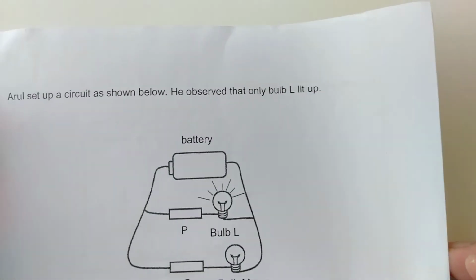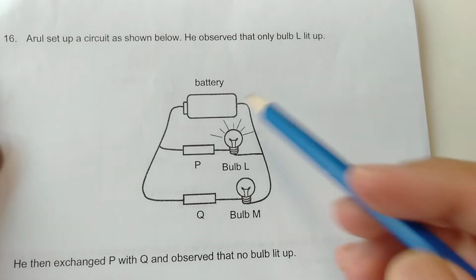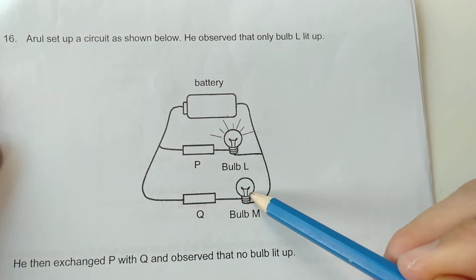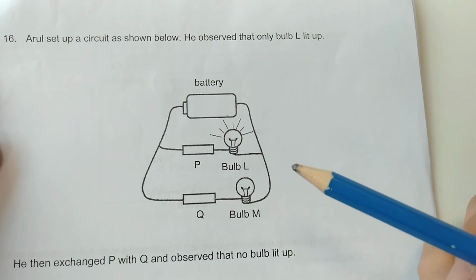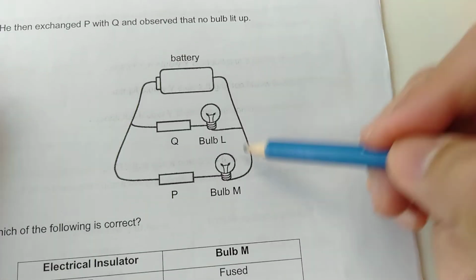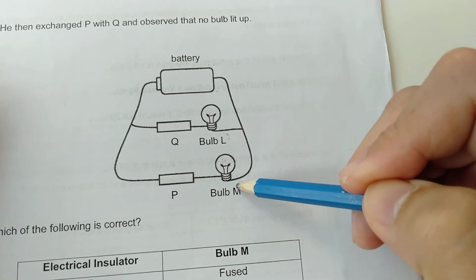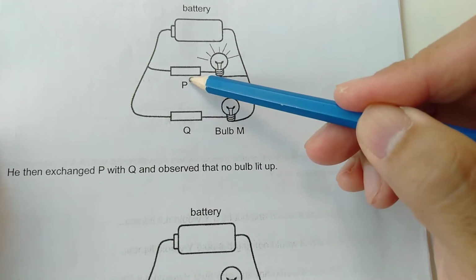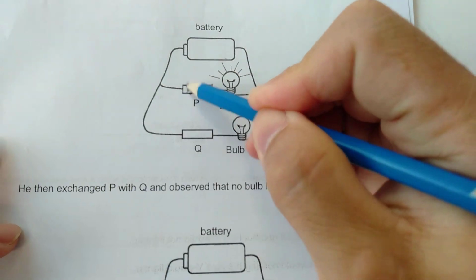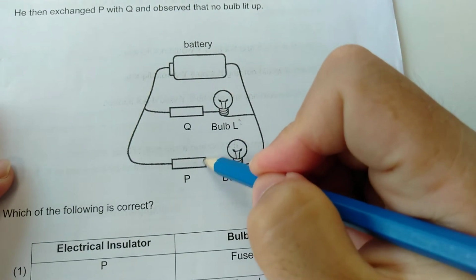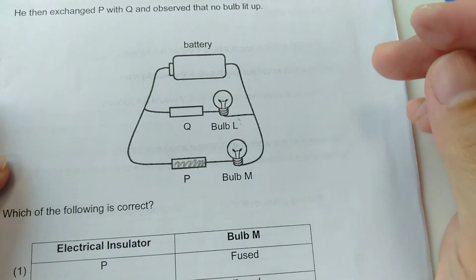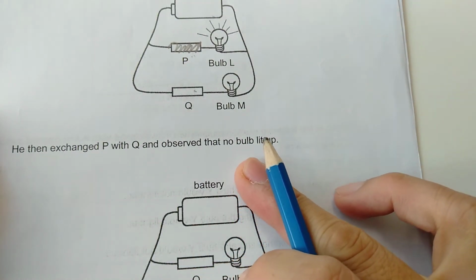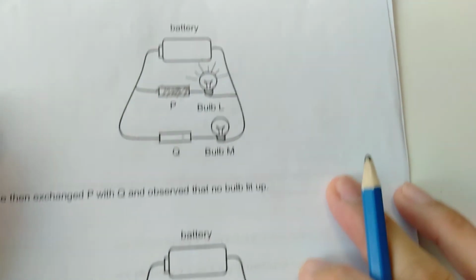Question 16, another electrical circuit question. We have 1 battery, 2 bulbs. One lit up, one didn't light up. Is there something wrong with the battery? Let's check again. Now you see L and M in the same position here. Okay, now they swap these 2 materials around. At first P was on top, right? P was on top, Q was below. Later on P was below. Okay, now he exchanged them and observed no bulb lit up. So this tells you something.